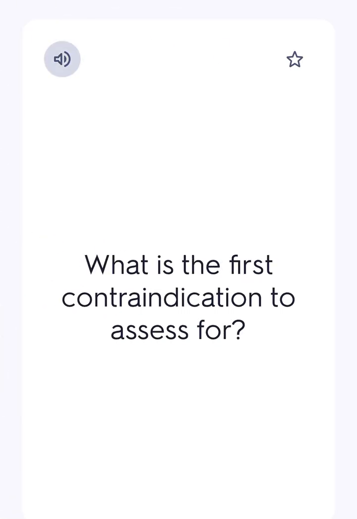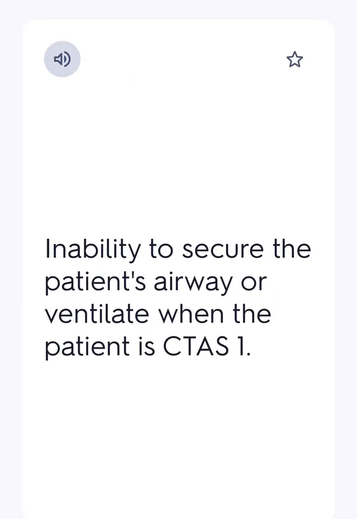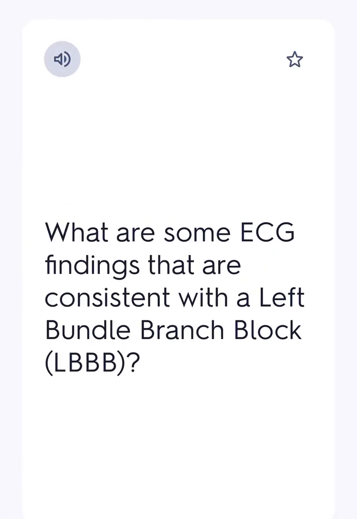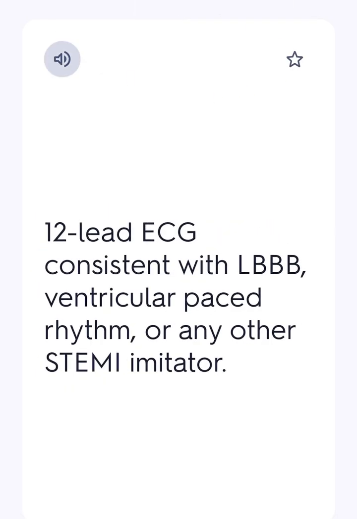What is the first contraindication to assess for? Inability to secure the patient's airway or ventilate when the patient is CTS1. What are some ECG findings that are consistent with a left bundle branch block? 12-lead ECG consistent with LBBB, ventricular paced rhythm, or any other STEMI imitator.